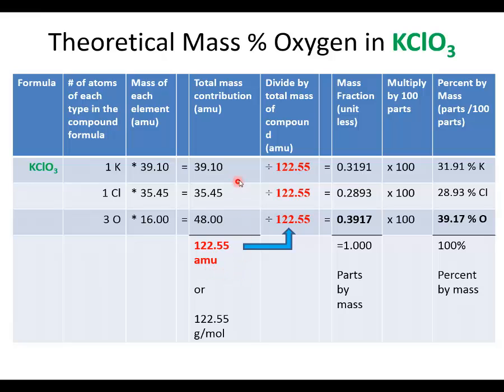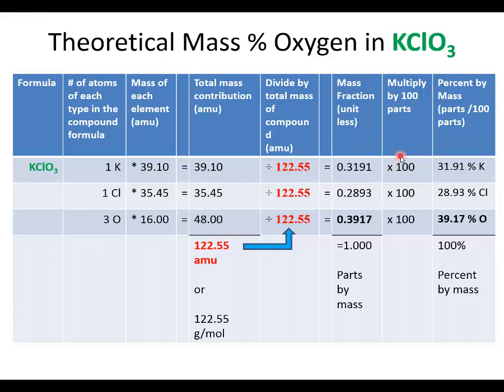If I go ahead and divide the molar mass of the compound into each mass contribution of every element, that gives me a mass fraction. So I'd end up with 0.3191 for the mass fraction of potassium, 0.2893 for the mass fraction of chlorine, and 0.3917 for the mass fraction of oxygen. My mass fractions all add up to 1. That's my parts by mass. So mass fractions should add up to 1 if I've done my calculations correctly.